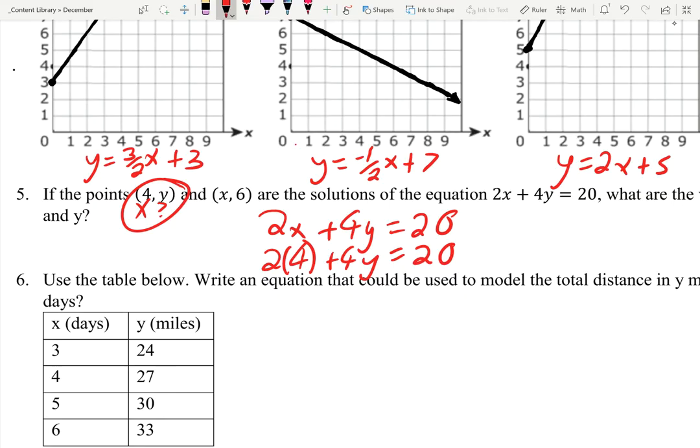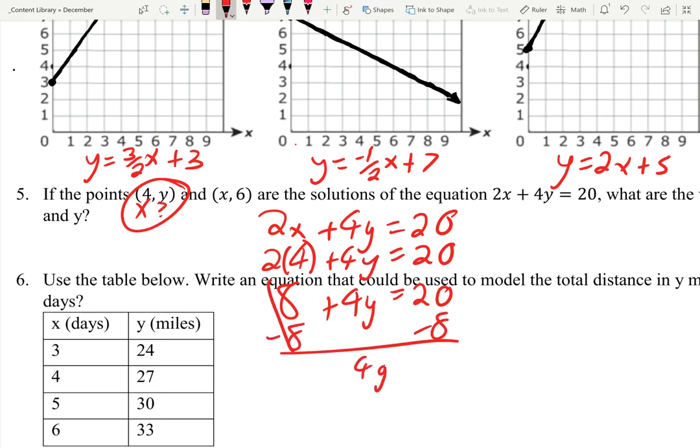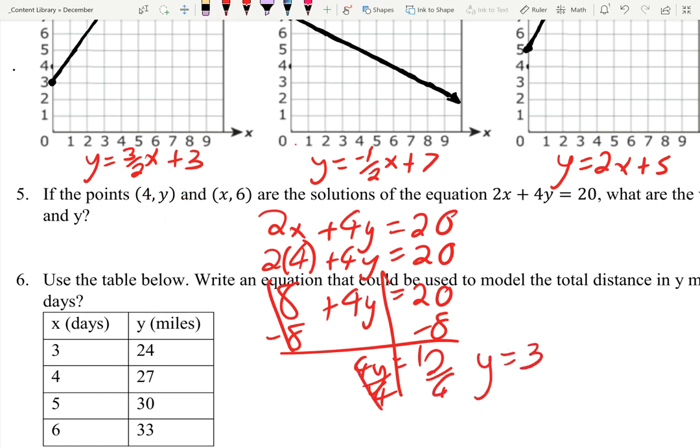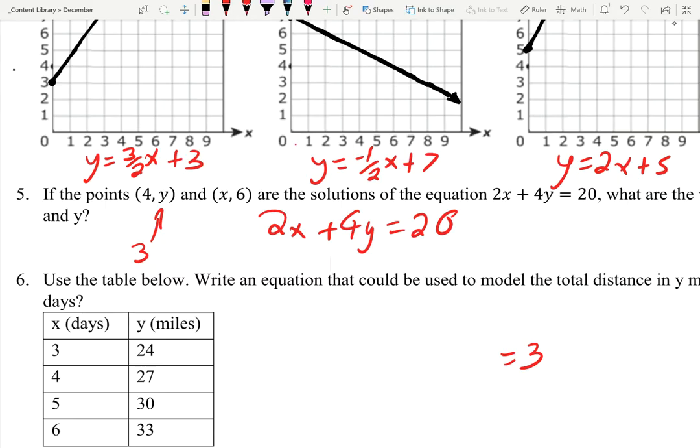So this would be 8 plus 4y equal to 20. We'll subtract 8. We'll have 4y equal to 12, right? And then divide by 4. We end up with y is equal to 3. So this y value would be 3. And then we can do the same process for the other point as well. This x and this y, they don't go together. They're part of separate points. The y is part of this point, but now we're looking for the x on this separate one.